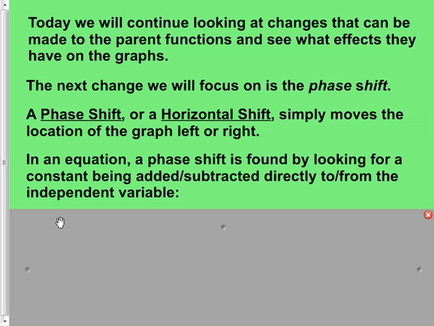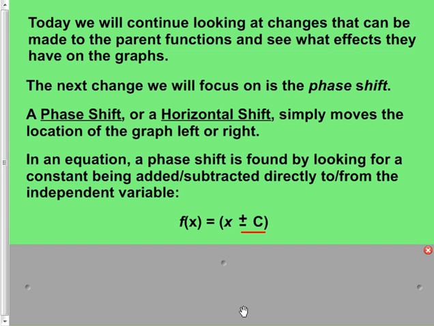Now, in an equation, a phase shift is found by looking for a constant that is being added or subtracted directly to or from the independent variable. This is different from what we were looking at yesterday on vertical shifts, because a vertical shift could have a constant that was being added or subtracted really anywhere to or from the expression on the other side of the equal sign from the y value. Okay, this is more specific. This is what will happen when you add or subtract directly to the x value.